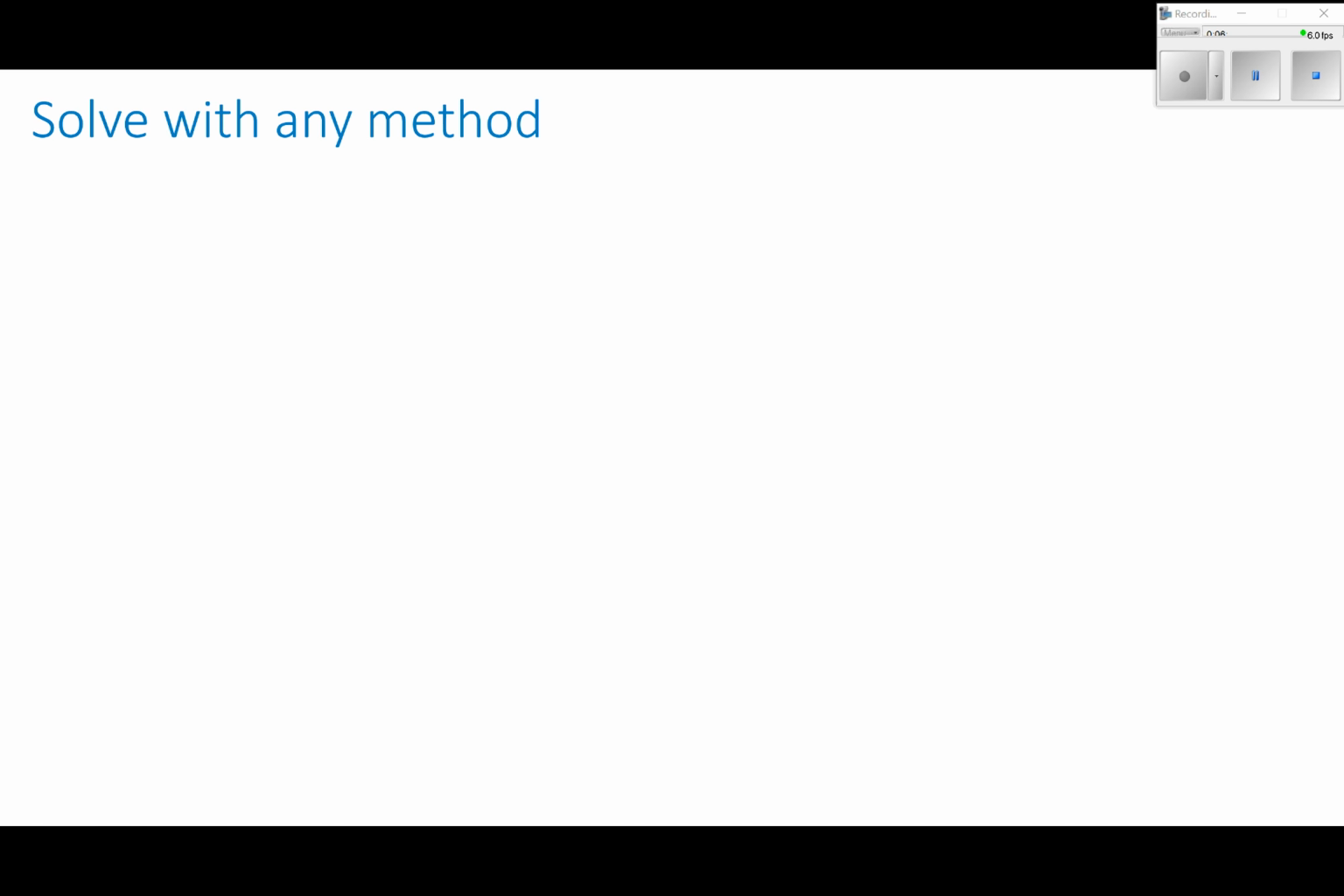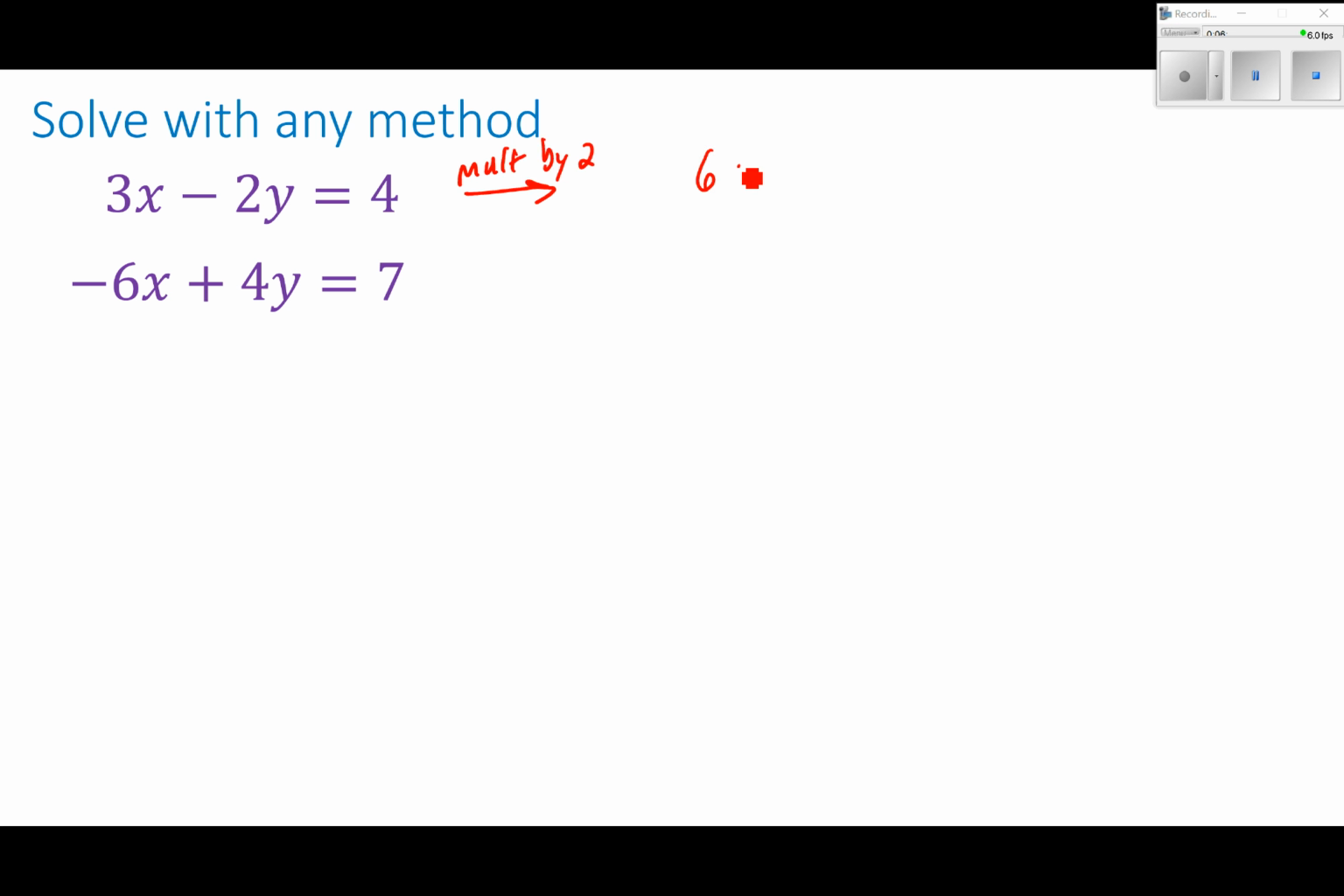Now let's solve with any method. If we had 3x minus 2y equals 4, -6x plus 4y equals 7. So this one I'd probably do with elimination because this is an easy one. If I multiply by 2 on the top, I end up with 6x minus 2y, multiply by 2, so 6x minus 4y equals 8. And then I still have my -6x plus 4y equals 7 for my second equation.